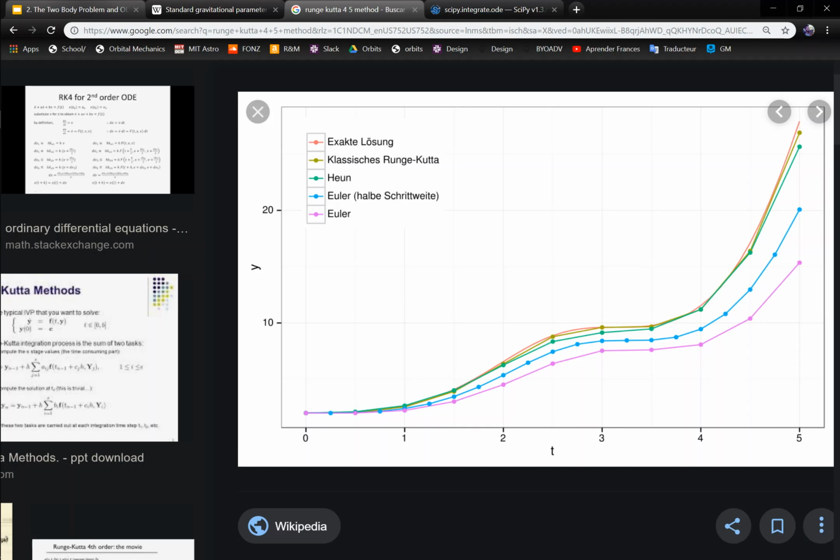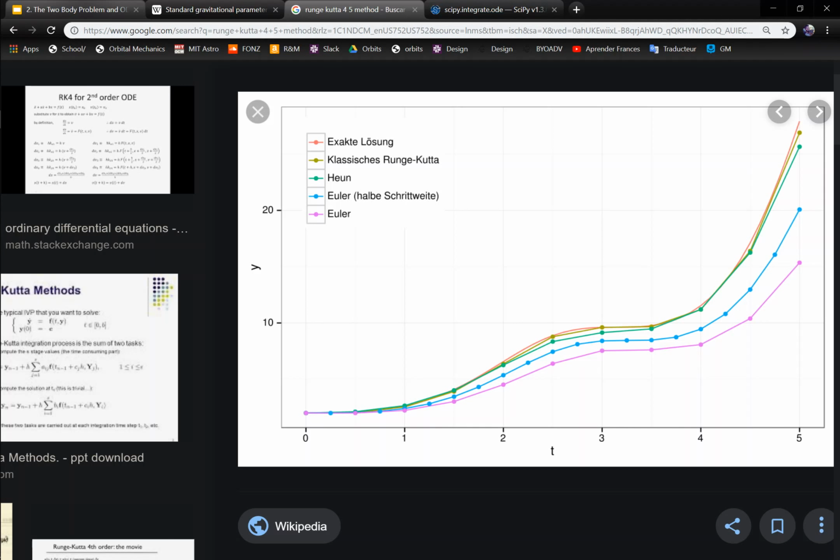Whereas this yellow one, Runge-Kutta, uses fourth order, four different spots, to estimate the slope of the equation between two data points. So that gets it a much more accurate prediction of what the actual solution is going to be, and you can see that it's staying very close to that actual solution.